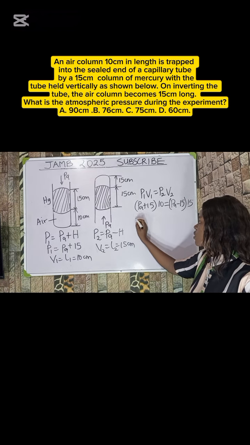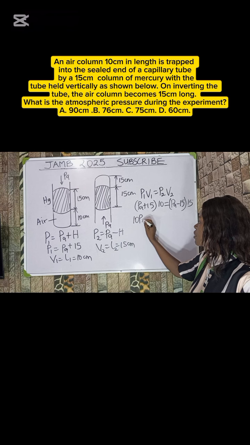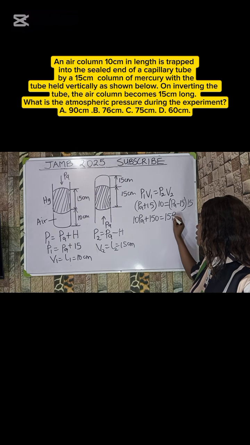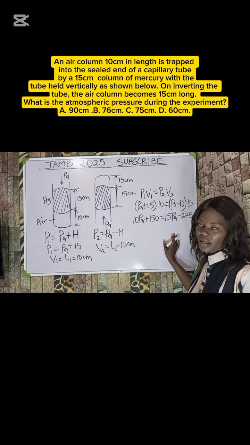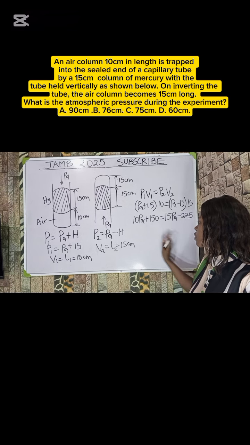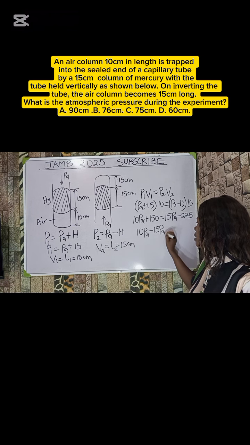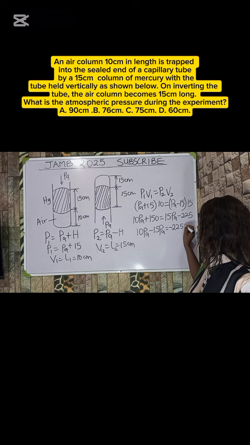10 multiplied by this is going to give me 10 PA plus 150, right? Is equals to 15 PA minus 225. Okay, collection of like terms. So we have 10 PA minus 15 PA is equals to minus 225 minus 150.